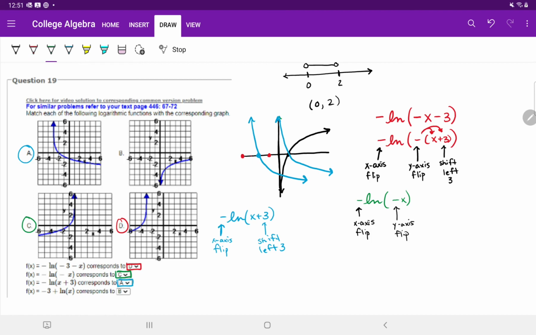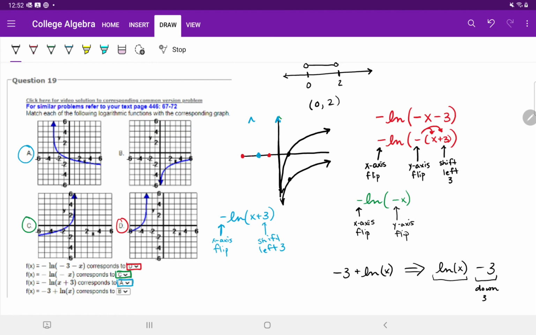And finally, one more transformation we have to do. We have negative 3 plus natural log of x. Well, we wouldn't write it that way. Let's write it as natural log of x minus 3. So the natural log of x is our parent function. We're not going to have to shift that at all. But the negative 3 out front tells us to shift down 3. So we take our parent function, we shift it down 3 units, and that gives us one that looks like this. So that would be B. There's our 4 answers.